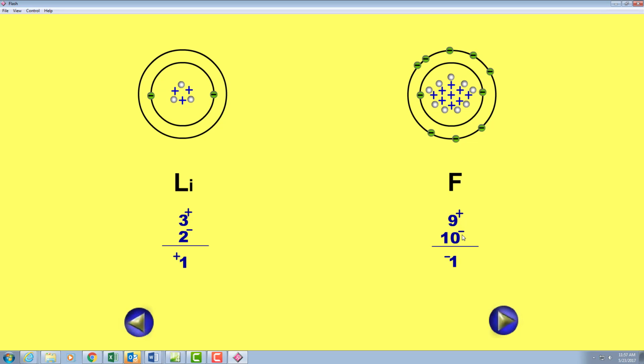Fluorine still has 9 protons, but now 10 electrons, so a net negative 1. If you add these two together, it's still neutral. We haven't added or depleted anything from the system. We simply rearranged them. And actually, nature did that.